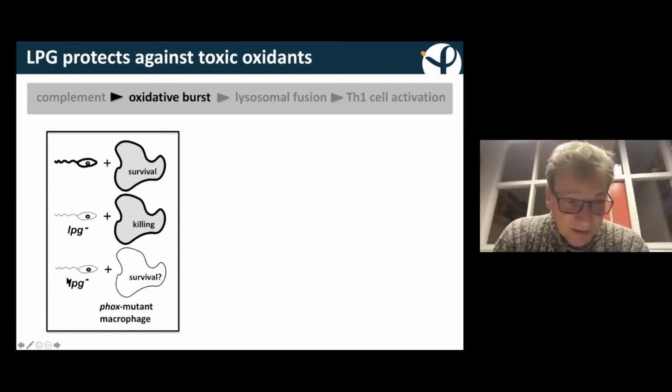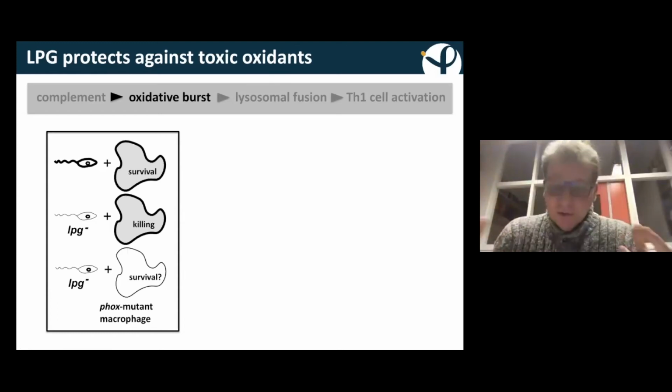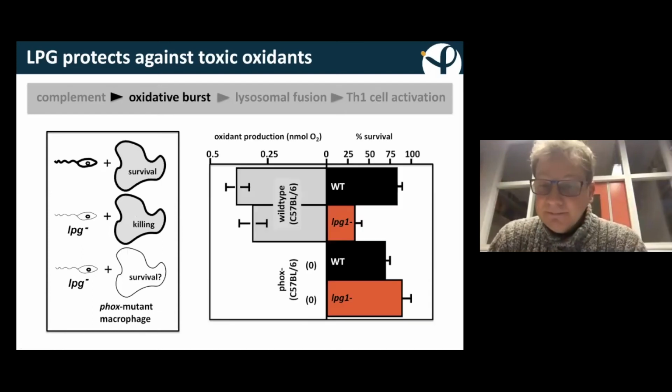So what we did, we used the mutant parasites and we infected a mutant macrophage that we got out of a mutant mouse. And this macrophage cannot produce the oxidants anymore during the uptake of any kind of particle, parasite or whatever. And so the question was, what will happen? We know that the parasite without LPG is killed in a normal macrophage. Can the parasite survive in the macrophage without oxidants? And so the result is shown here.